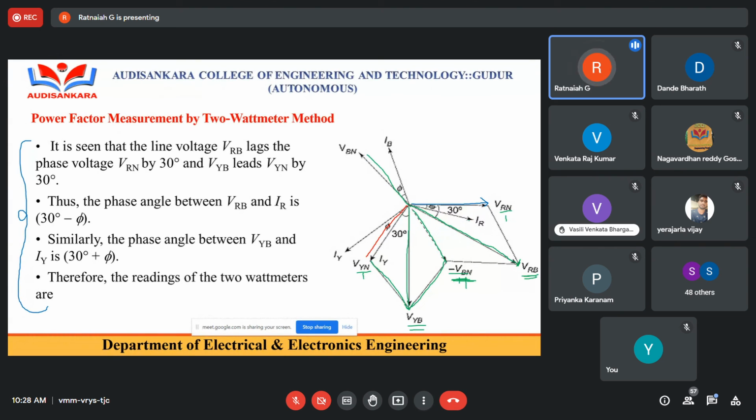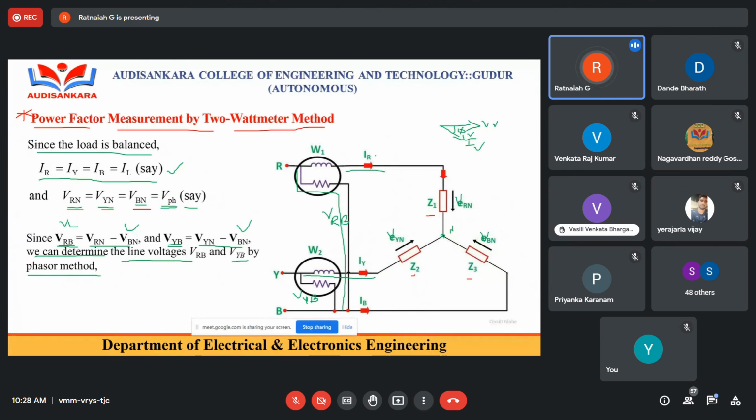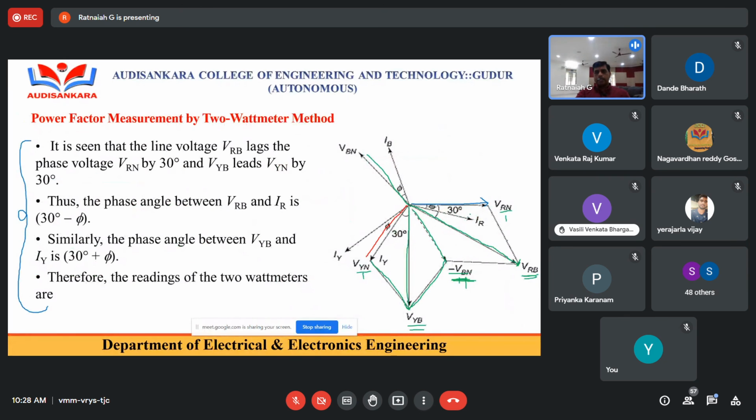That's why, what is IR in the diagram? IR is nothing but the current through the first phase. What is the first phase voltage? VRN. So if you draw VRN as a reference, automatically the current through the load will lag by a certain angle phi. So the angle between IR and VRN is phi. That means IR lags VRN by phi. Similarly, IY lags VYN by phi, and IB lags VBN by an angle phi, because we are assuming a balanced load.